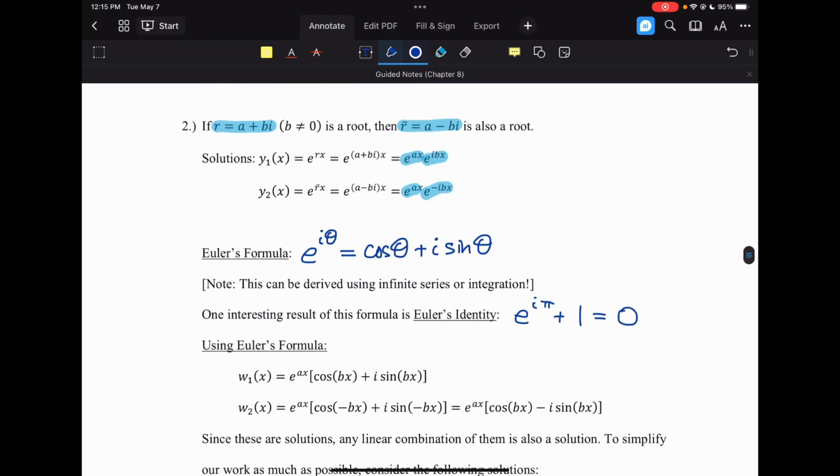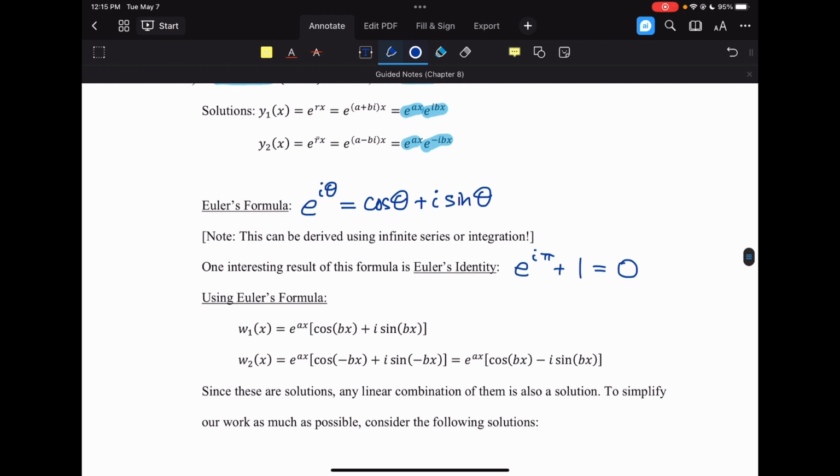So using Euler's formula, instead of e to the ibx for our first solution, so these got relabeled as W1 and W2 because we're just using them as placeholders at the moment. We're going to develop the final solutions in a second. But we go ahead and replace e to the ibx with this. So instead we have i, and theta is getting replaced by bx. So we get cosine of bx plus i sine of bx.